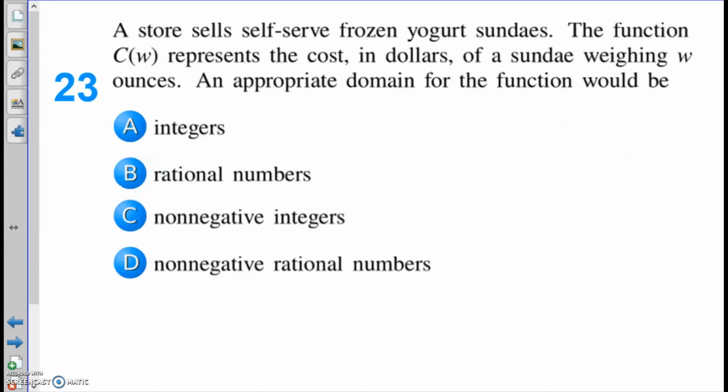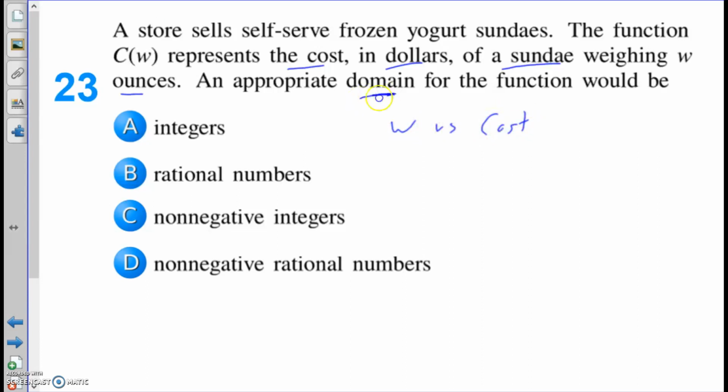All right, let's see if we can get maybe one or two more in here. The store sells self-serve frozen yogurt sundaes. The function represents the cost in dollars of a sundae, weighing W ounces. An appropriate domain for the function would be what? So the two dimensions of this are basically the weight versus the cost, right? So your weight here, how much the frozen yogurt weighs, determines how much it's going to cost.